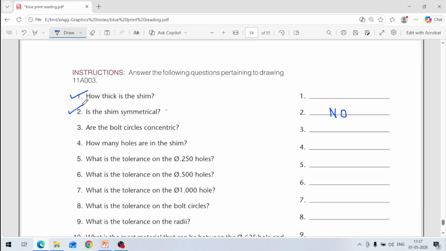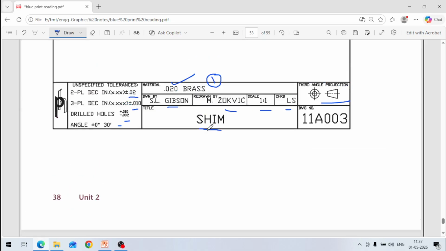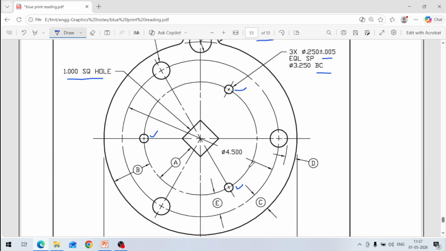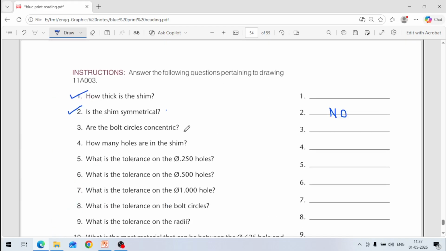The third question is: are the bolt circles concentric? There are two bolt circles. One is dia 4.5 inch, the other is dia 3.25 inch bolt circle. This circle and this circle, the center is the same. So are these concentric? Say yes, these are concentric. Answer is yes.